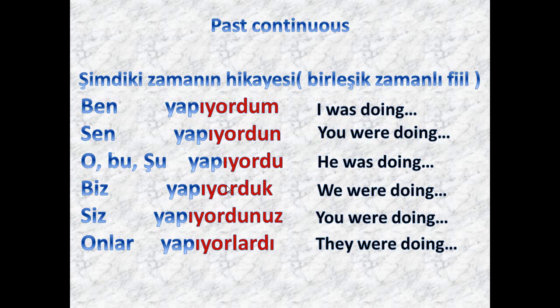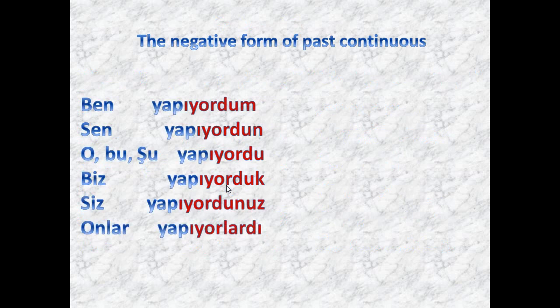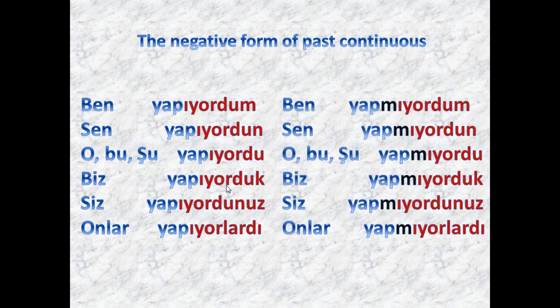Now, let's go to the negative form. The negative form of past continuous. Here are the positive form. And here we have the negative form. So, ben yapıyordum, ben yapmıyordum. We only have the letter M here. Sen yapıyordun, sen yapmıyordun. O yapıyordu, o yapmıyordu. Biz yapıyorduk, biz yapmıyorduk. Siz yapıyordunuz, siz yapmıyordunuz. Onlar yapıyorlardı, onlar yapmıyorlardı. Okay. So, I was not doing, you were not doing, he was not doing, we were not doing, you were not doing, they were not doing. Okay.